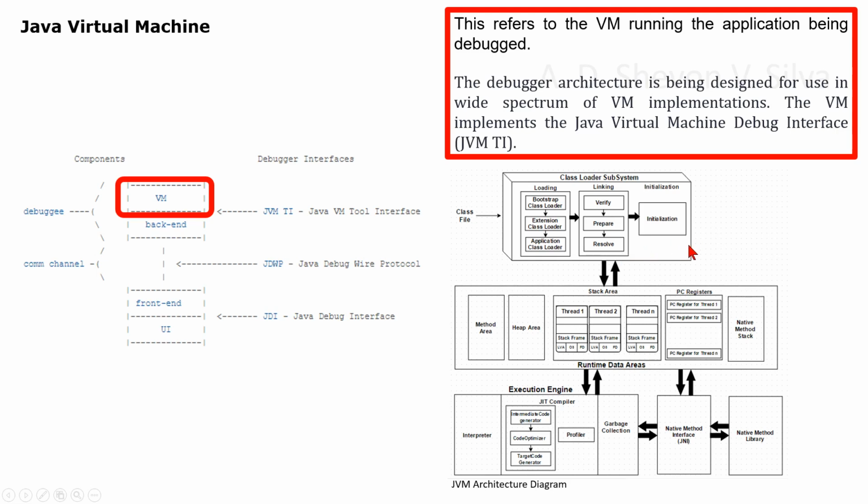Initialization. This is the final phase of class loading. Here all static variables will be assigned with the original values and the static block will be executed. Runtime data area. Runtime data area is divided into 5 major components. Method area. All the class level data will be stored here, including static variables.